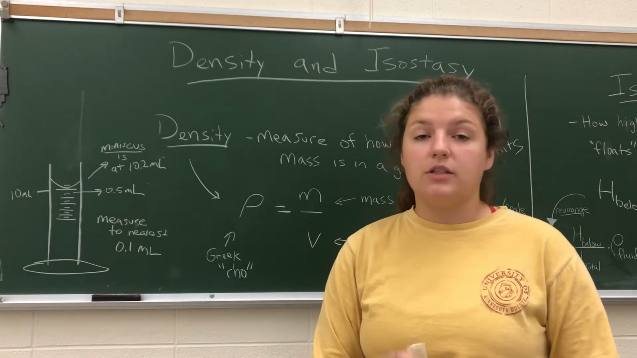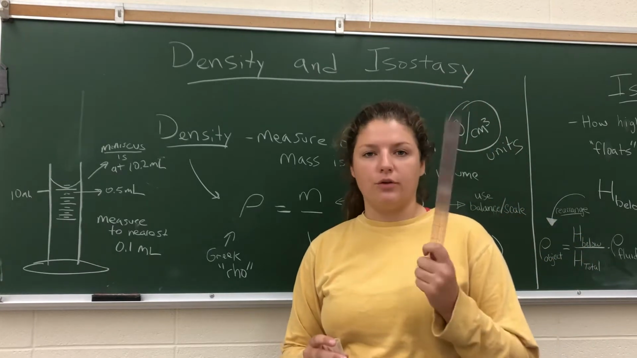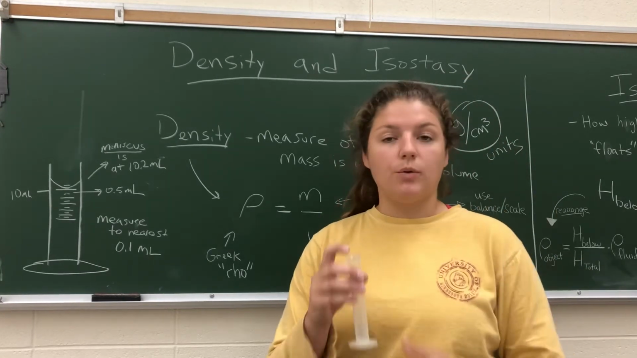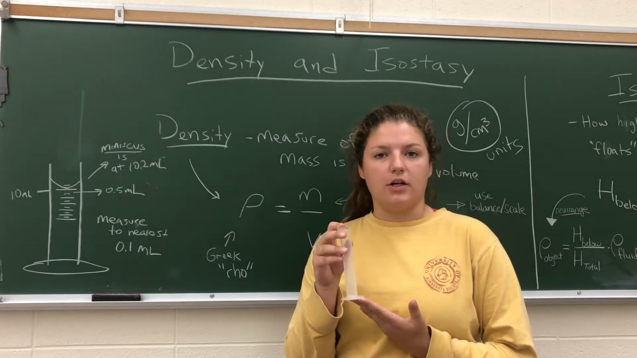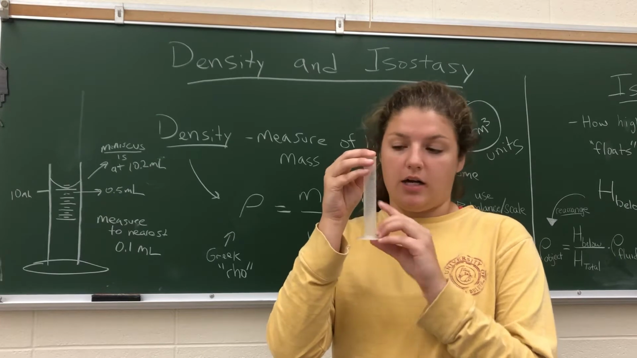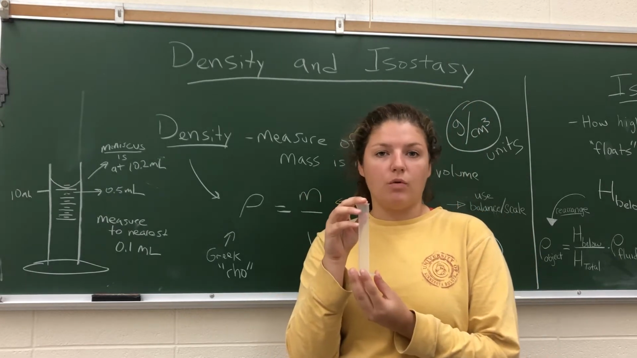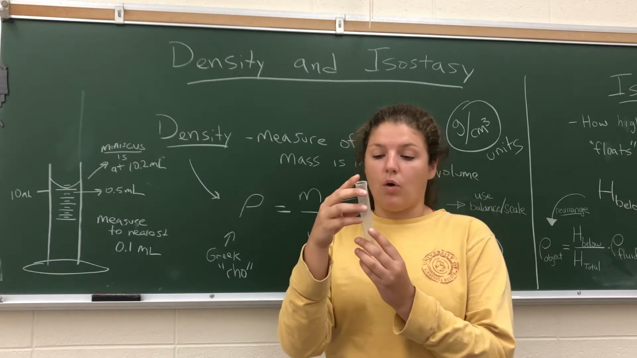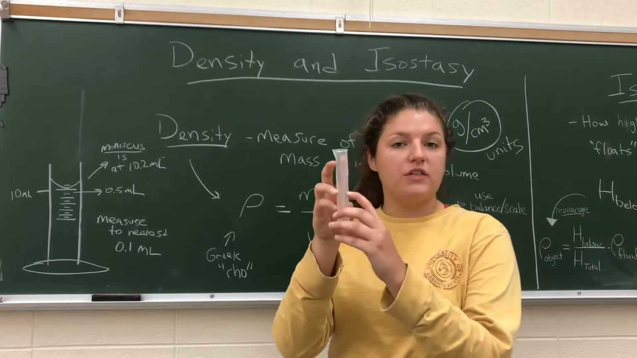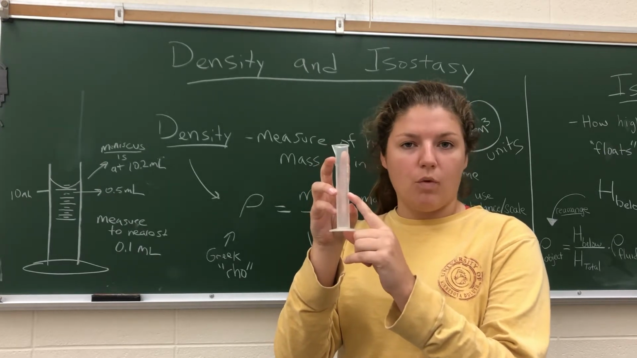To start, to find the volume of water, you can't use a ruler, right? It's a fluid. Doesn't work. So what we do is we use the graduated cylinder. This graduated cylinder has units of milliliters on it, up to 25. So if I wanted to find the volume of water, I'm going to pour up to 15 milliliters. 15 milliliters is my volume of water.